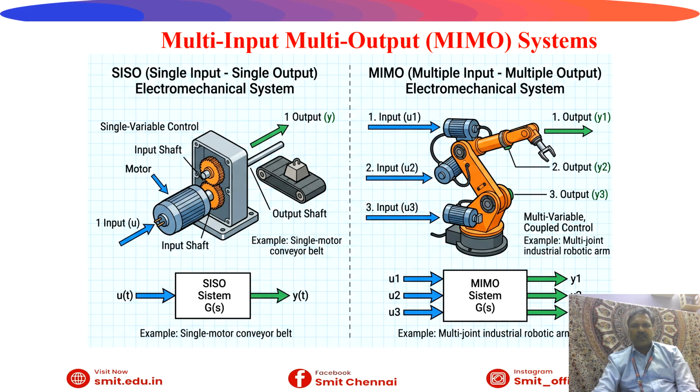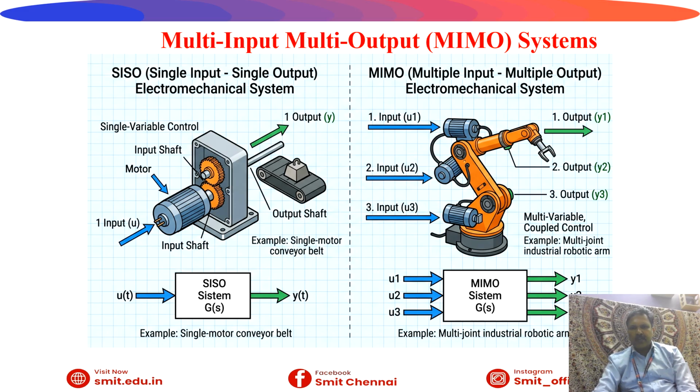So here we can see MIMO systems, that is multi-input, multi-output systems. First thing we can see single input, single output. Here we can have a glimpse of this picture representation. The left hand side we can see SISO system. Motor is there. Again, it is connected with a gear system to get the output. Single motor conveyor belt is there.